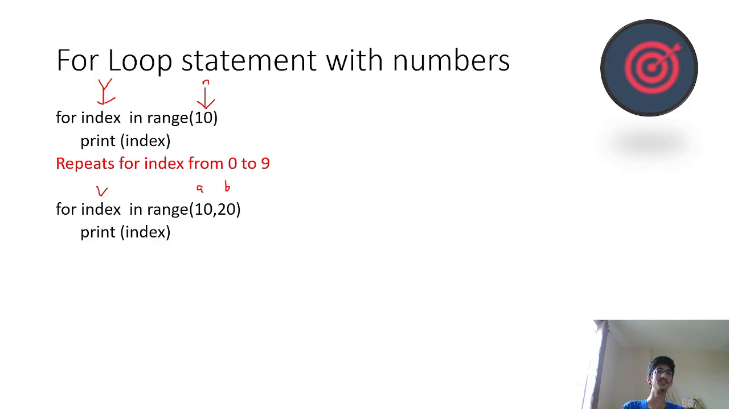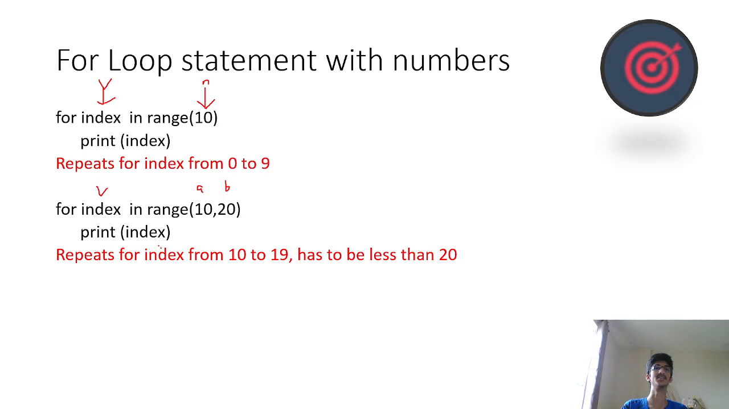10 times, yeah. So 20 minus 10 is 10, and the loop executes 10 times. And it'll print everything from 10 to 19 because it has to be less than 20.